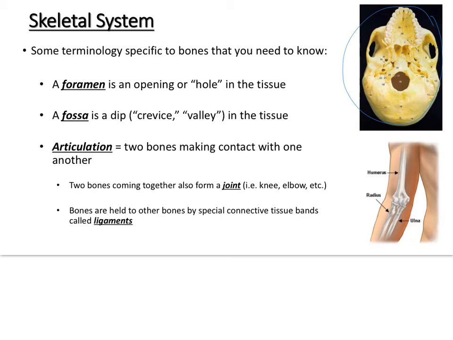Terms, though. First one is foramen. A foramen is a hole in a bone. So if there's an opening in the bone, like you see right here, this really big one, that's called a foramen, or the plural of this is foramina.